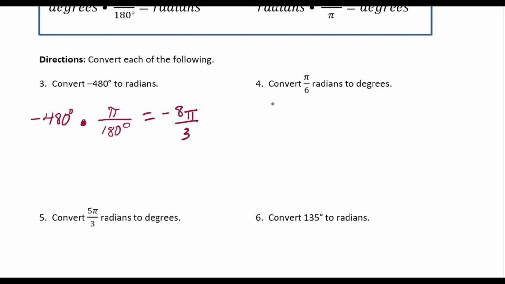Okay, problem 4. I'm starting with radians, so I have pi over 6 radians, and I want to change to degrees. So I want to end up with degrees, so I need to have degrees in my numerator. I'm going to have pi in my denominator, and the pi's are going to cancel. So you can put this in the calculator. 180 divided by 6 is 30. So this is going to end up being 30 degrees.